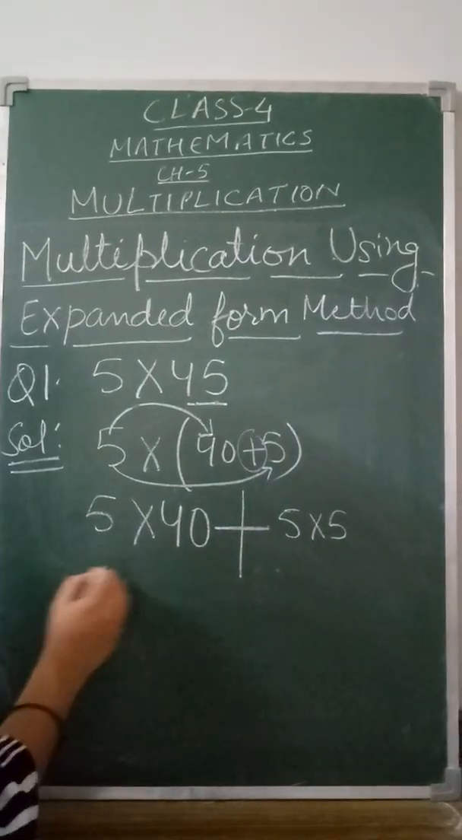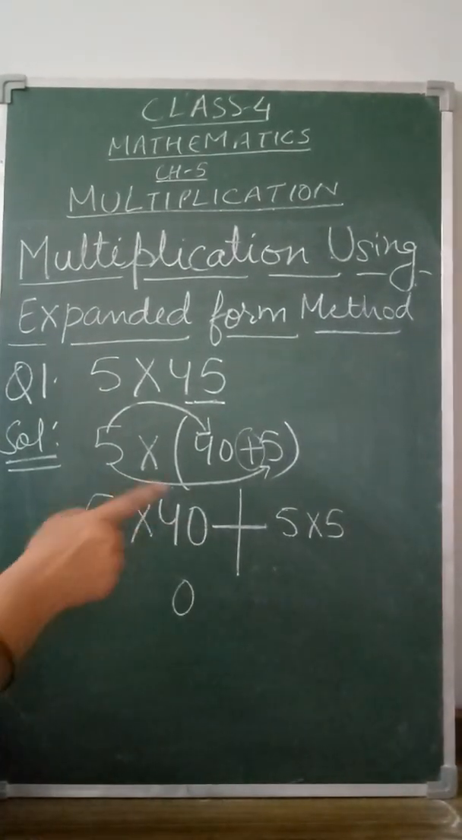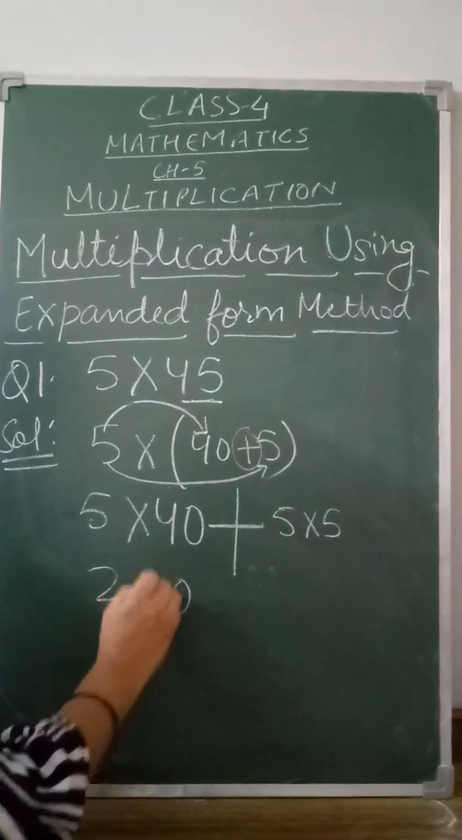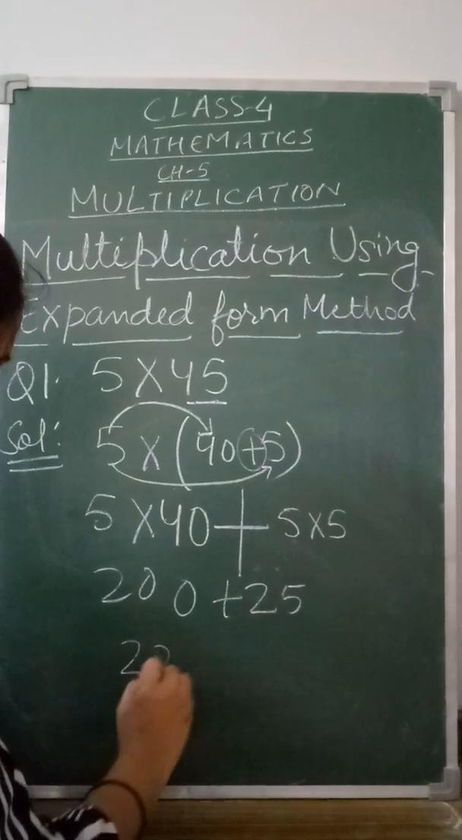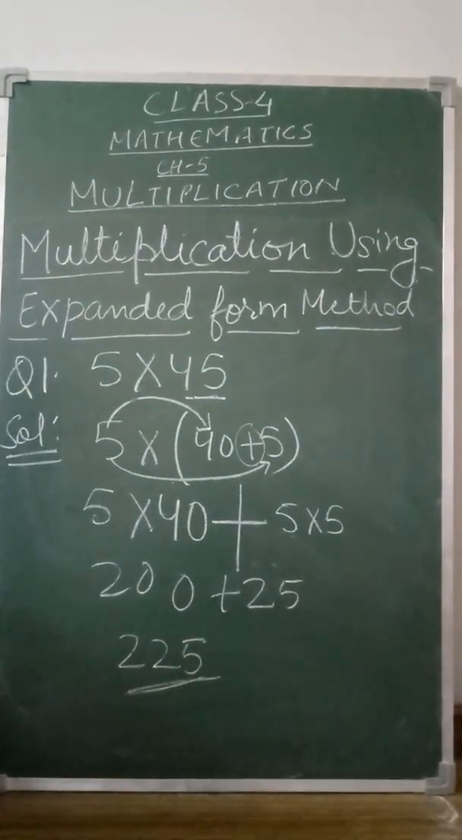So here you can do it orally. Again put the 1 zero as we have already done. 5 4s are 20 and 5 5s are 25. Now add these two numbers. 225 is the answer.